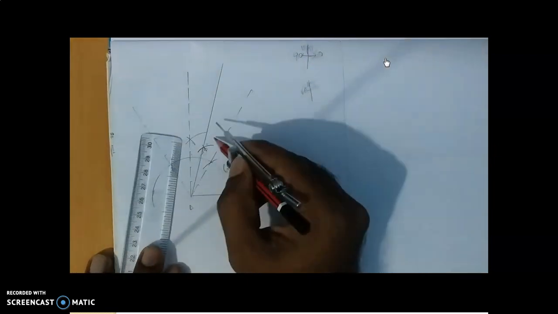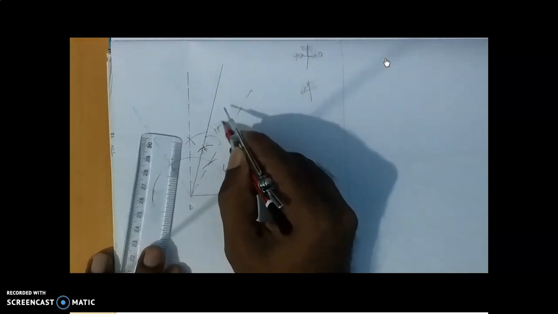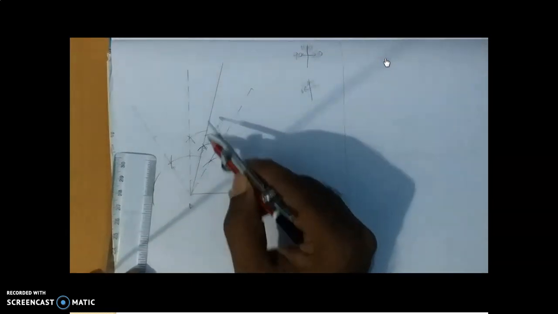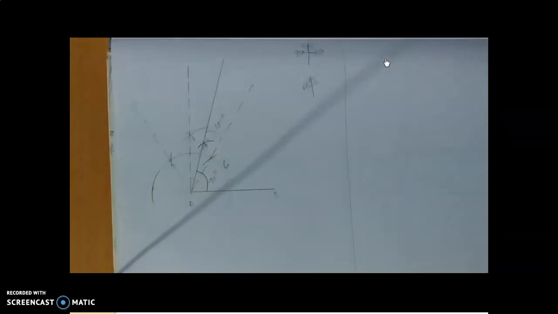Now this angle is nothing but 15 degree. So this one 60 degree and this one 15 degree. So totally, this one is 75 degree. So that is the procedure to draw a 75 degree angle.